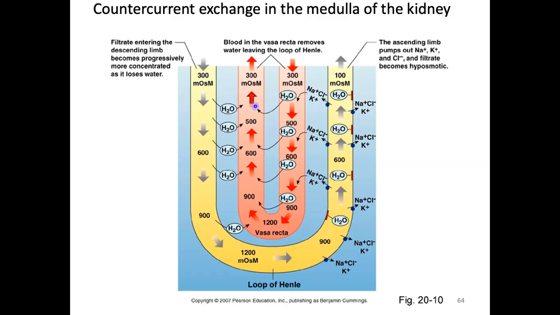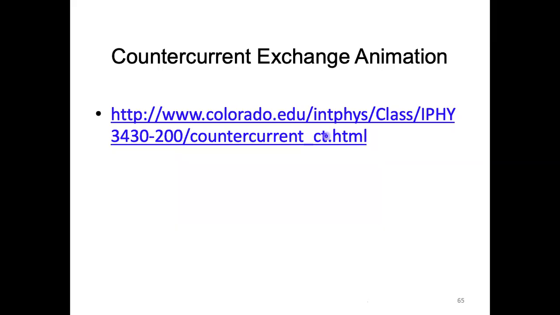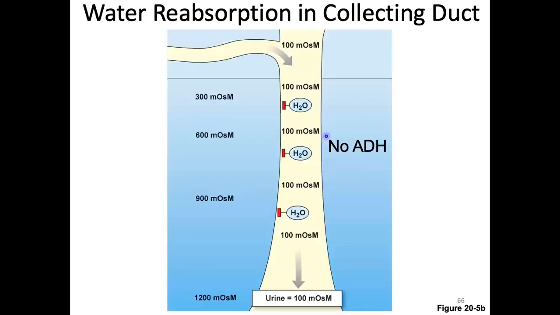The urine is 300 milliosmoles, goes to 600, 900, 1200, and then back up to 100. Notice that this is telling you that water can't move, right? So this side is impermeable to water movement. You can look at a countercurrent exchange animation here. Take a look at that one.